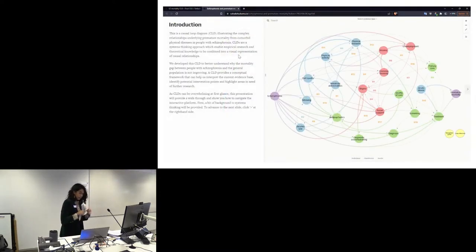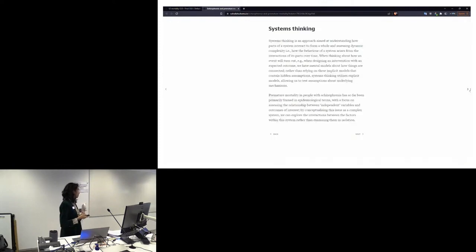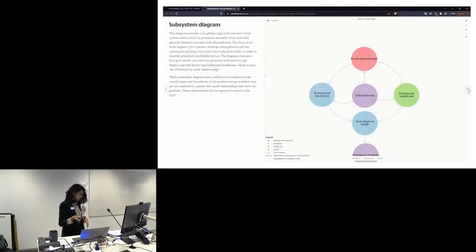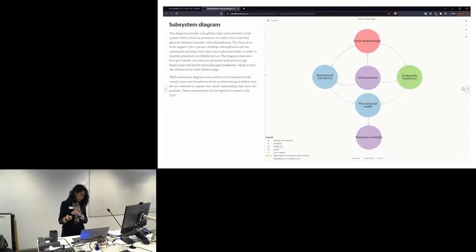So it begins by introducing what a CLD is, why it was developed, and then it leads into this little presentation that explains how you navigate this platform. So it provides a bit of background on systems thinking, and then it moved into this subsystem diagram. So this provides a simplified, high-level overview of the system that results in premature mortality from comorbid physical diseases in people with schizophrenia. So it's useful to understand the overall scope and boundaries of the model.